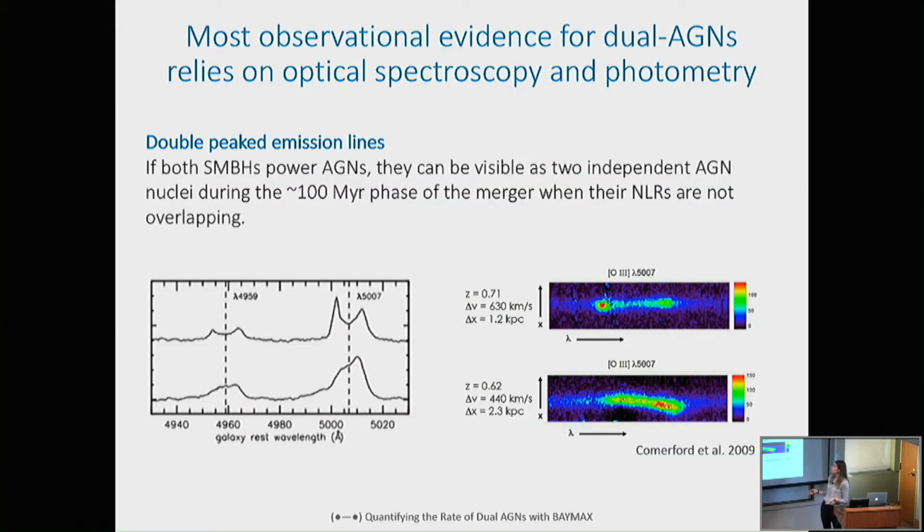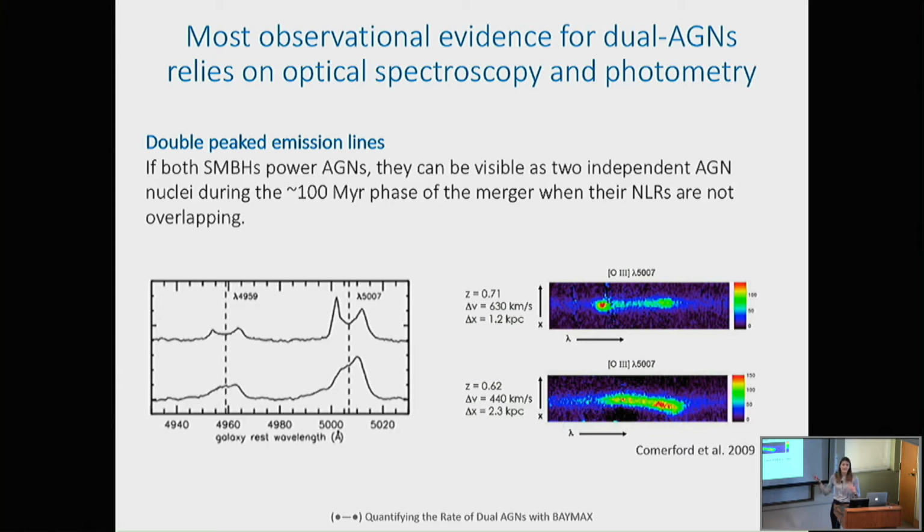So as of right now, most observational evidence for dual AGN relies on optical spectroscopy and photometry. The most popular method is looking for double-peaked narrow emission lines, which I'm showing you here. The idea behind this indirect detection technique is that if you have two galaxies, each with an AGN, that are in the process of merging, if you take a spectrum of the system before their respective narrow line regions are overlapping, you may expect to see double-peaked narrow emission lines. You can expand on this analysis and actually spatially resolve where each emission component is coming from. And with that, you can then see if the emission coincides with two galactic nuclei, for example.